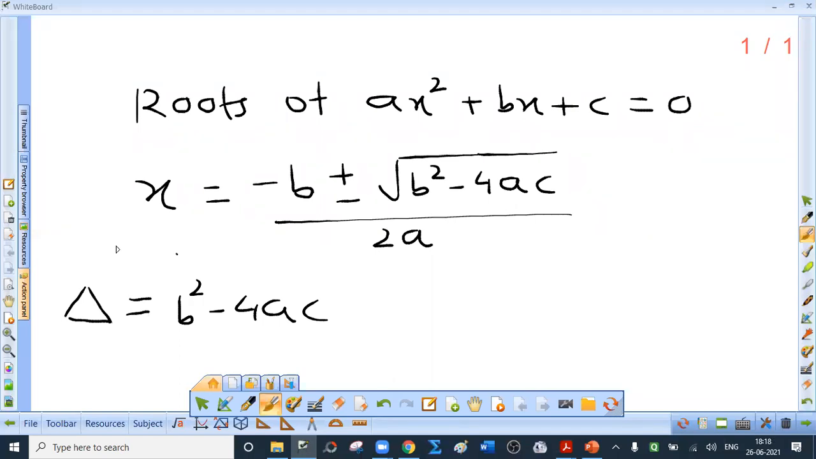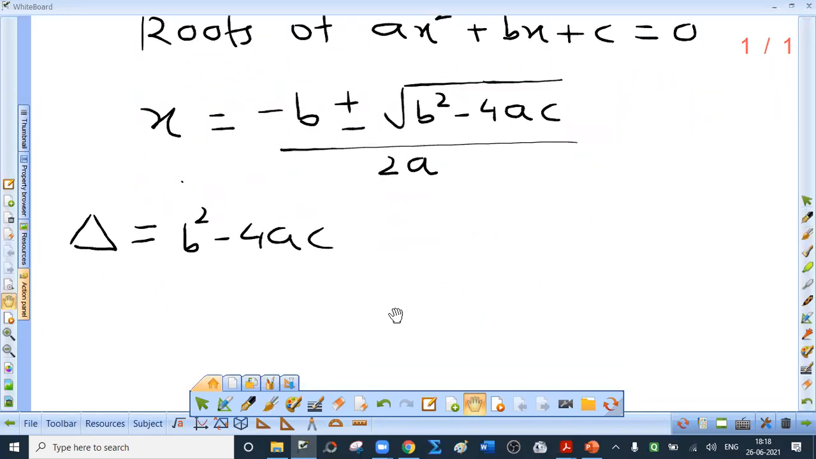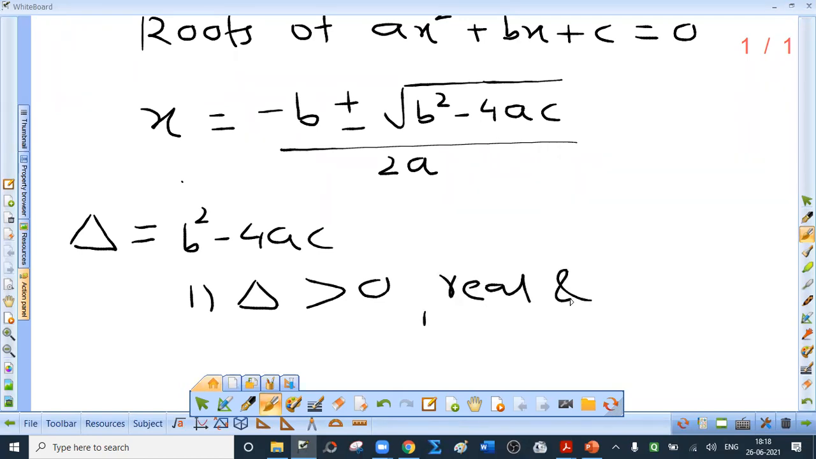Now, in the beginning, we consider a, b, c as real numbers, a not equal to 0. Now, discriminant is clearly a real number. Why? Because a, b, c are real numbers. Many students take root b square minus 4ac as discriminant. No, b square minus 4ac is discriminant. As it is a real number, there are three possibilities. Number one, this discriminant is greater than 0. So in this case, roots are real and unequal, that is distinct.